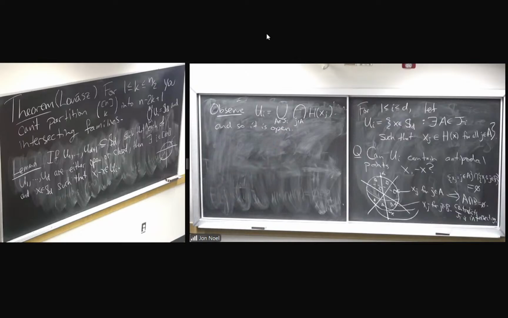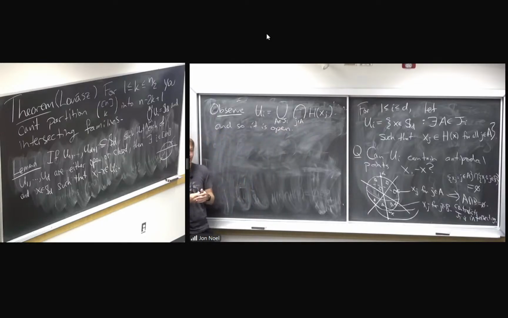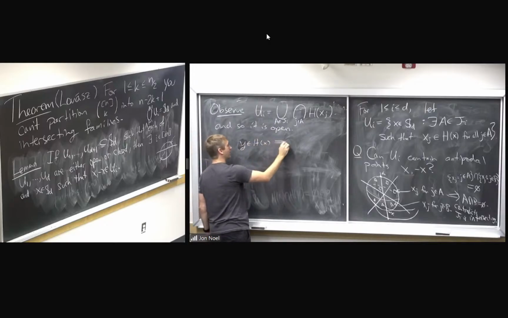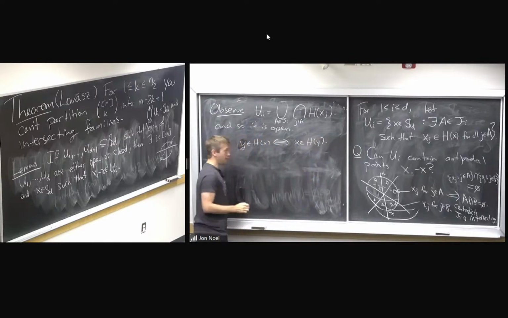Okay, and the reason I'm writing this is that I can write it as a bunch of hemispheres with intersections and unions, so it has to be open. This requires a bit of justification. So the key observation here: if I have two points x and y, to say that y is in the open hemisphere of x is the same thing as saying that x is in the open hemisphere centered at y.